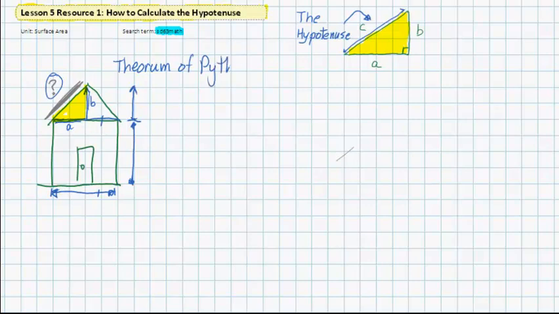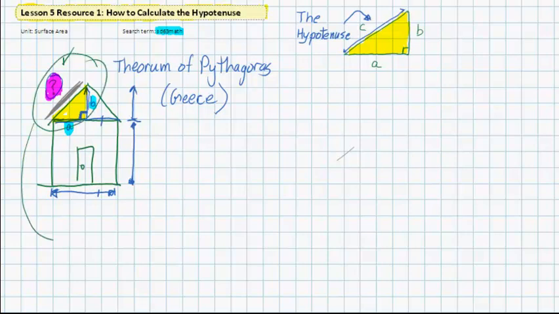We can use something called the theorem of Pythagoras. It's an ancient Greek discovery that was used in situations where you need to know the length of the opposite side of a triangle when there's a right angle in it. It was discovered thousands of years ago, and it has many modern uses.